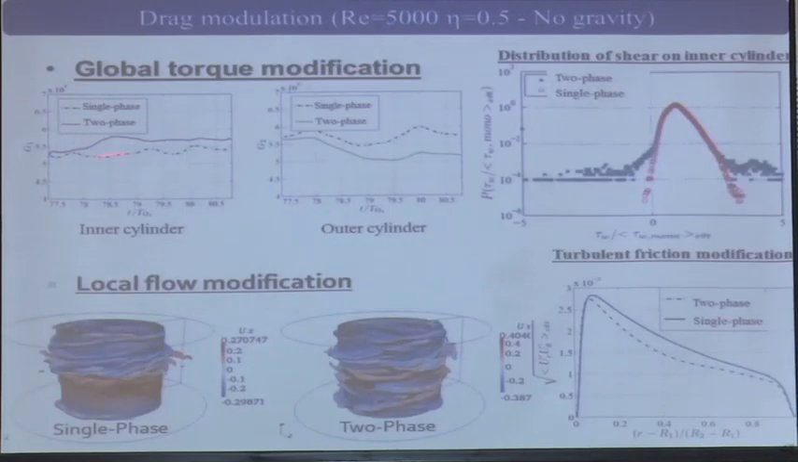So for example, we looked at the torque acting on the cylinder, comparing single-phase with two-phase flow. And indeed, we see that as time goes on, there is a modification of the torque. So you may have an increase or a decrease of the torque due to the presence of particles inside the system. Okay? And if you do the same with Reynolds-averaged Navier-Stokes equations, you will lose the information completely because you don't have all these fine structures where the particles are collecting.